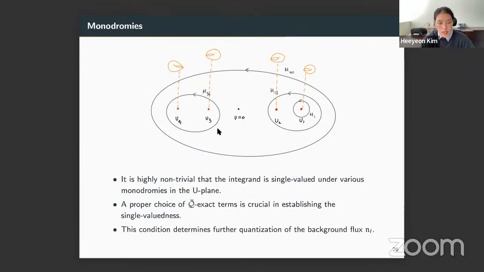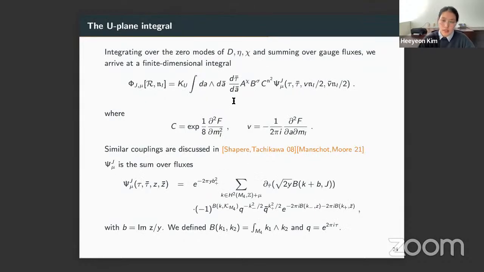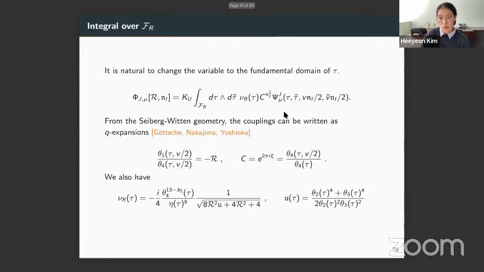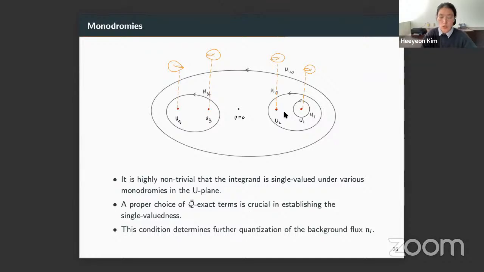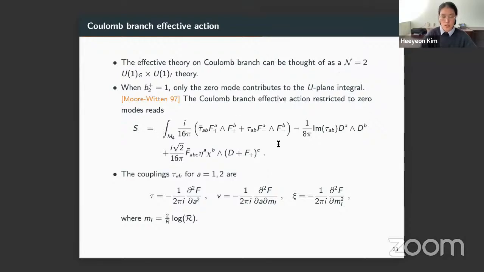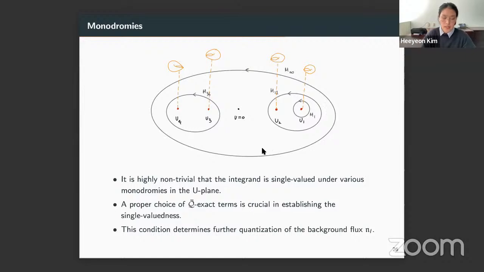And one remark here is that it's highly non-trivial that the integrand I discussed here is single valued around the various monodromies in the U-plane around the strong coupling singularities. Because there could be a non-trivial choice of the duality frame, in principle this integrand can depend on those monodromies, but you can show that it's actually single valued. And in establishing the single valuedness, a proper choice of the Q exact term in this action was crucial. And finally, this condition, the requirement that the integrand is single valued, determines a further quantization condition for the background flux Ni that I just described.